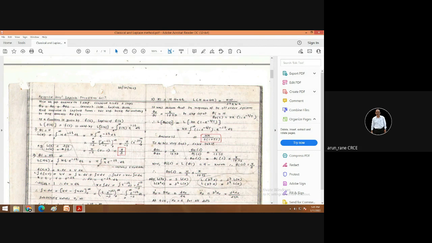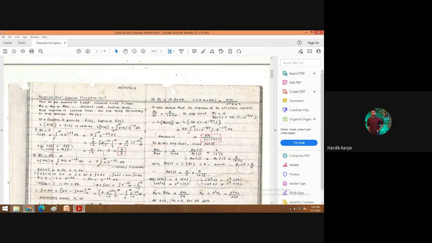Now if you substitute the lower limit 0, e raised to 0 is 1. If you substitute infinity you are getting 0, and if you substitute 0, e raised to 0 is 1. So 0 minus 1, so that gives h upon s. You understood this?